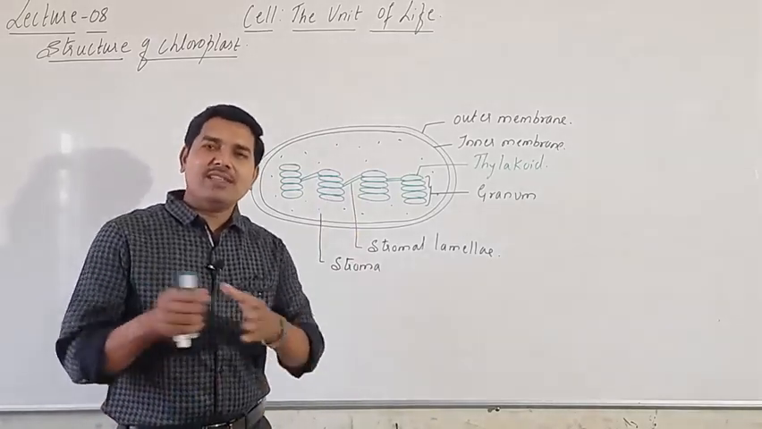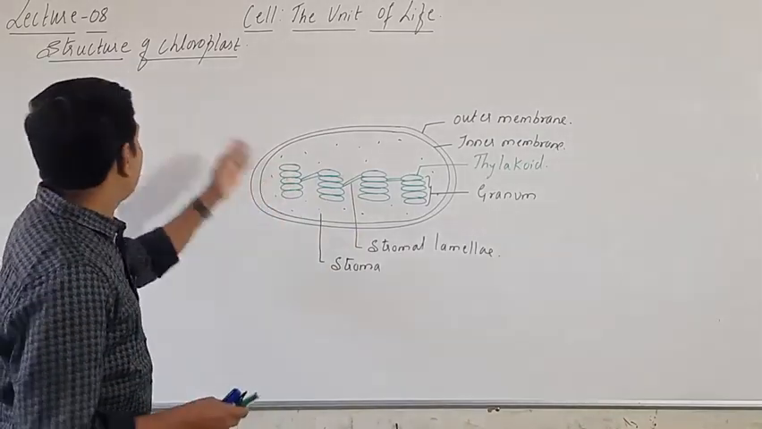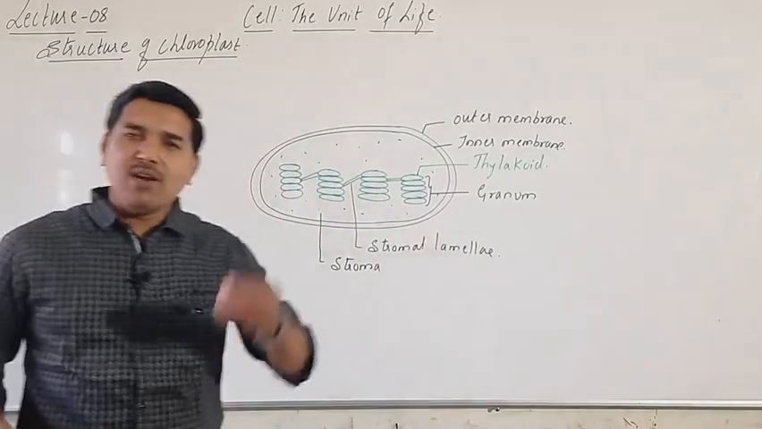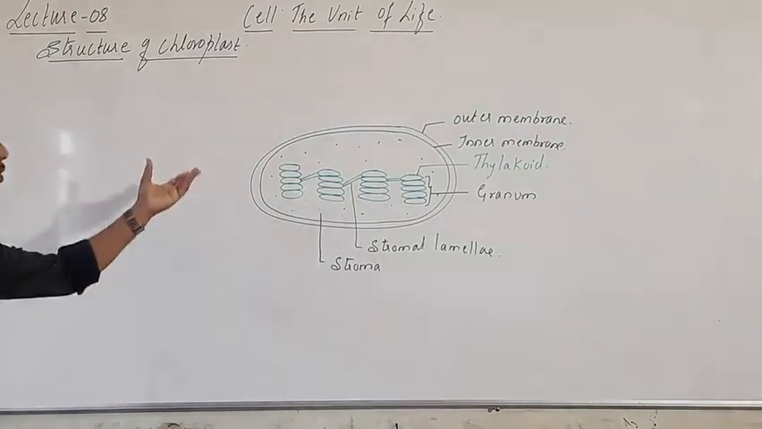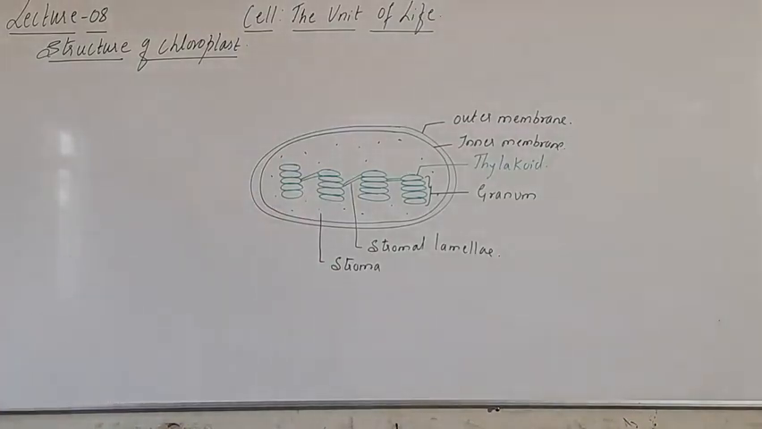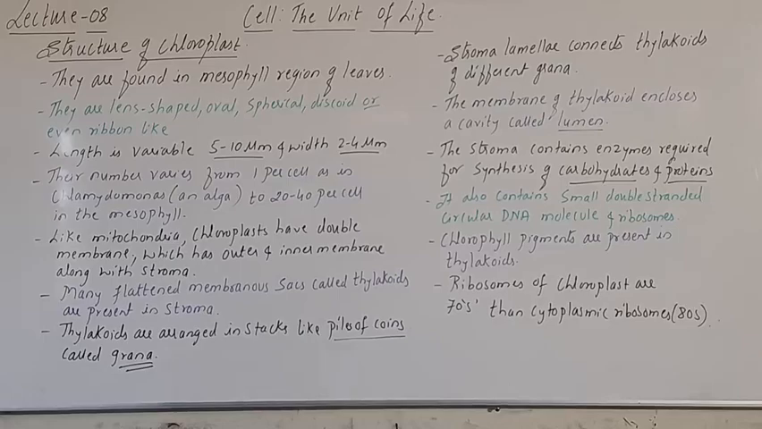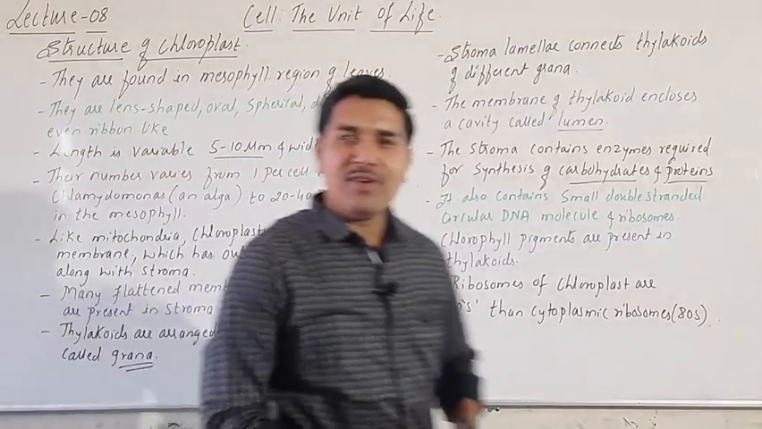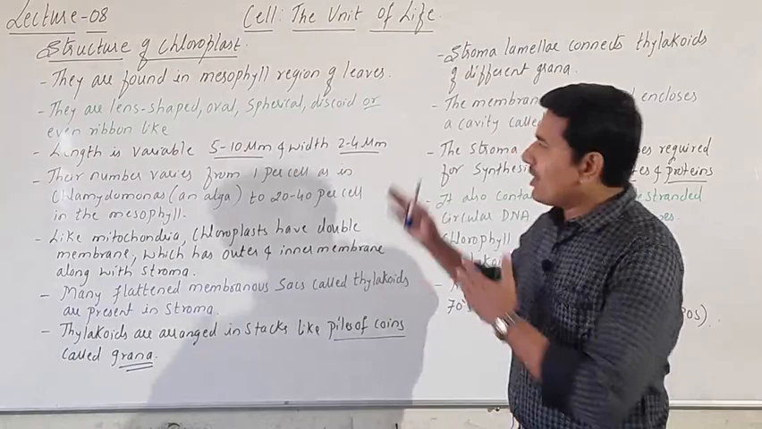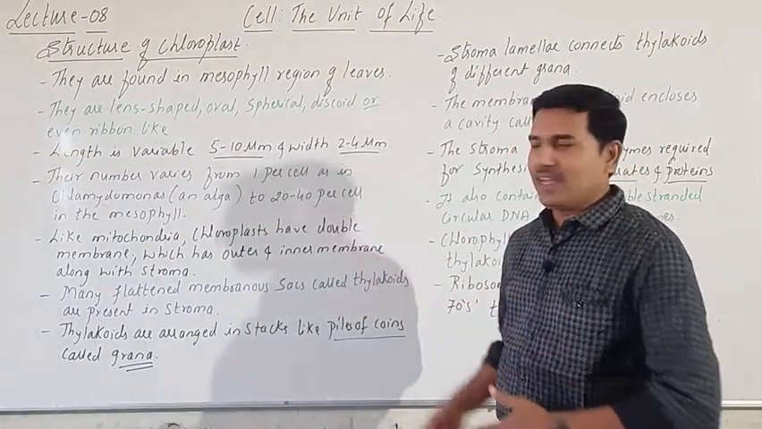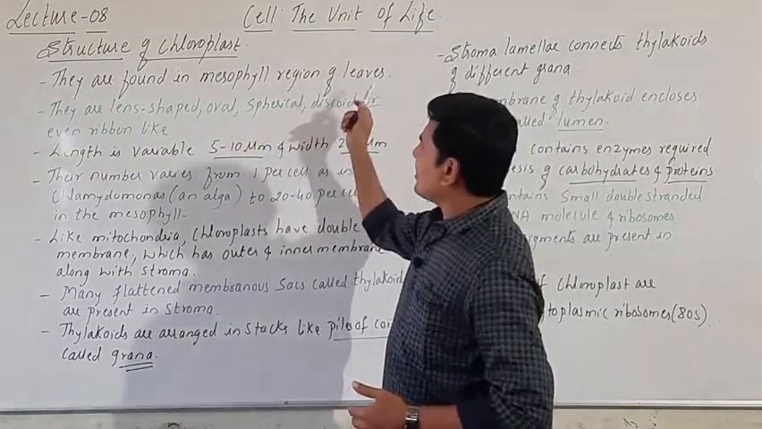Right. So these are the basic characteristics of the structure of the chloroplast, and we will go to the list of characters of the chloroplast, and I will give you the characters and note them down. Let's look at the characters here, the characters of the chloroplast. Now look at the characters, whatever we have discussed we have written here. They are found in mesophyll region of the leaves.